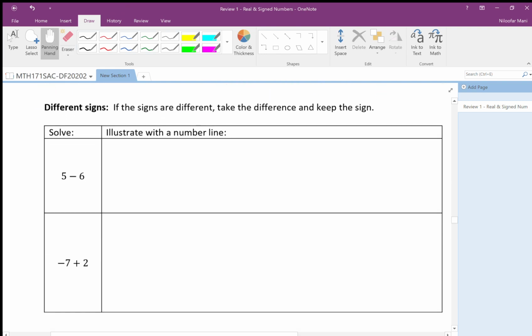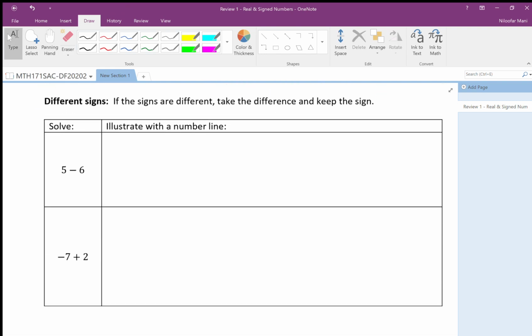How about different signs? If I have different signs, what do I do? If I have different signs, I find the difference between 2 numbers, then I use the sign of the bigger number. Take minus 6 and 5. What is the difference between 5 and 6? 1. But what is the sign of the bigger number? The sign of the bigger number is the sign of 6 because 6 is bigger. And the sign of 6 is negative. So the answer is minus 1.